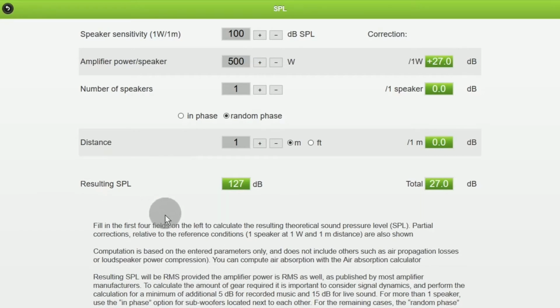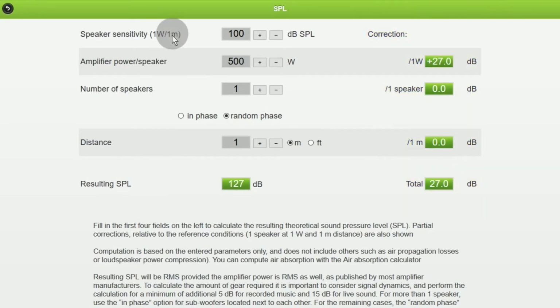The SPL calculator calculates a resulting total direct sound SPL. As well as doing that, it provides partial results that you can see here on the right-hand side with the yellow background. On smaller screens, these corrections you'll find here at the bottom of the resulting SPL.